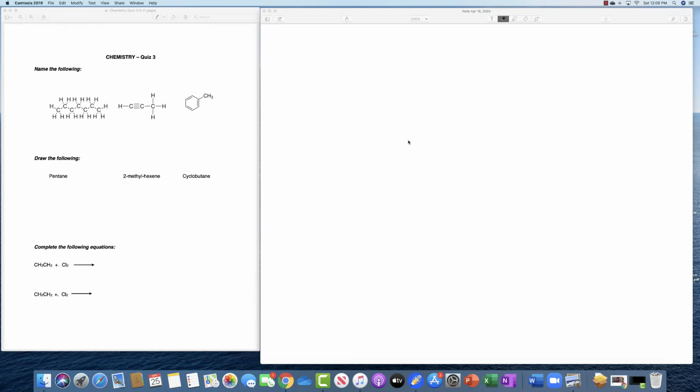Today we're going to review the answers to quiz 3. I have quiz 3 up on the board here, and we're going to start with looking at this. We have 1, 2, 3, 4, 5, 6, 7 carbons. There are no double bonds. This is an alkane, so the name of this will be heptane, hep being the prefix for a 7-carbon molecule.